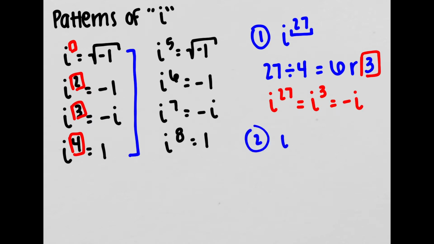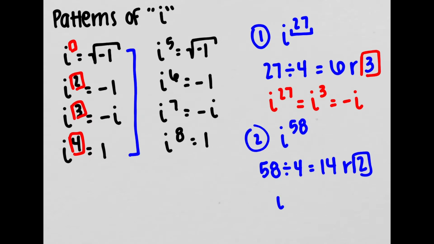Another example is I to the 58th. Again, you're going to do 58 divided by 4. 4 goes into 58 14 times, and it has a remainder of 2. So that 2 tells me that I to the 58th is the same thing as I squared, and I squared is equal to negative 1. So I to the 58th is equal to negative 1. Now you're not going to see this a whole bunch, but this is how you do it if it does come up. You'll see it in just a minute when we start doing operations with I.